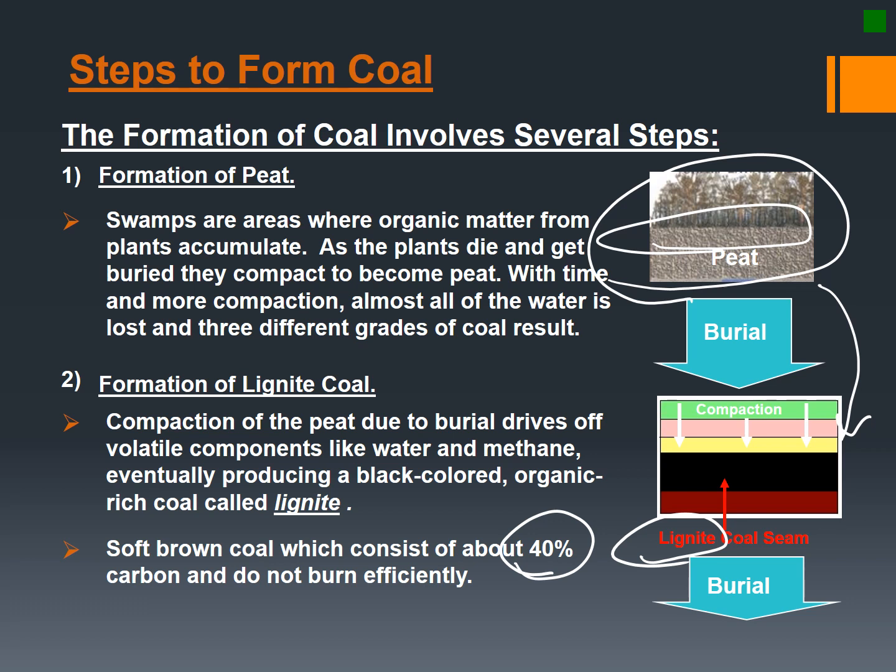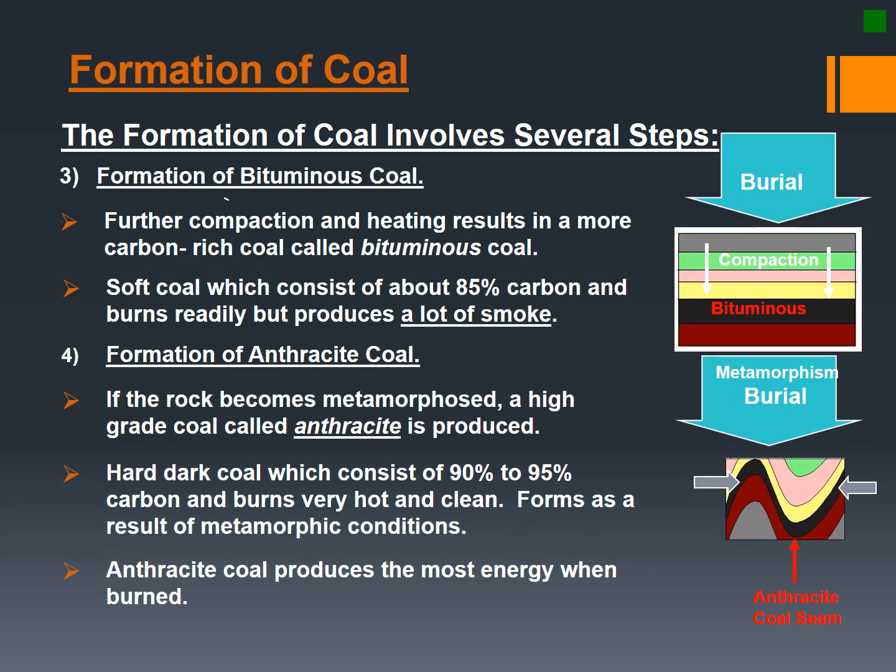After lignite, you squish it a little bit more, and you get bituminous, okay? Bituminous coal is 85% carbon. So remember, lignite is 40% carbon, bituminous is 85% carbon. How did we get that? Remember, we squished out more and more water and other random stuff, but it's primarily water. This still produces a lot of smoke because you still have a lot of water and a lot of impurities in it, but bituminous is much better to use than lignite.